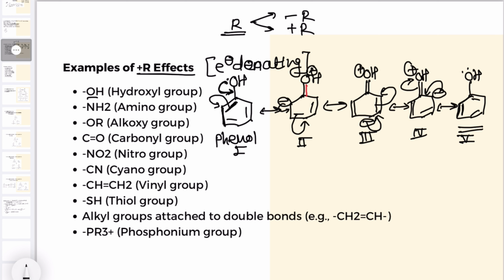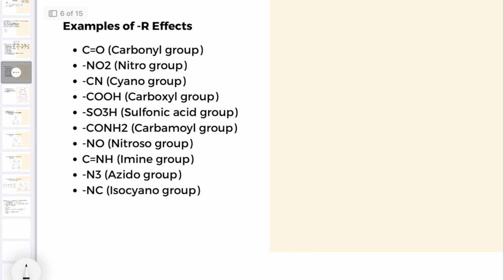So these are some examples: amino group, OR group, alkoxy, CO group, NO2 group, cyanide group, then vinyl group, SH thiol group, alkyl group attached to the double bond, that is CH to CH, and PR3, that is phosphonium group. These are some examples of plus R effect.